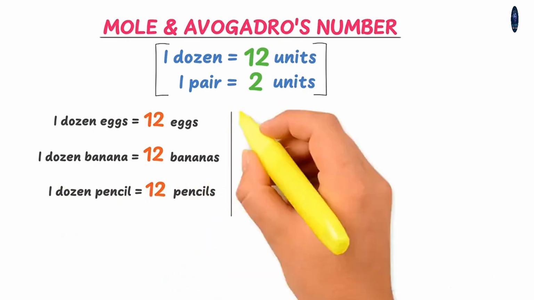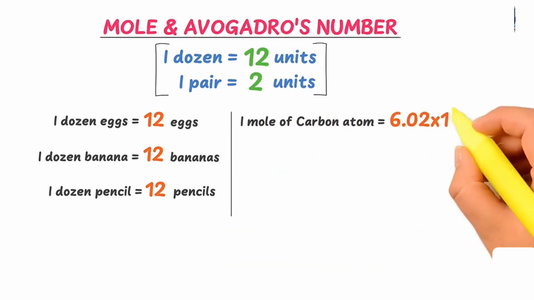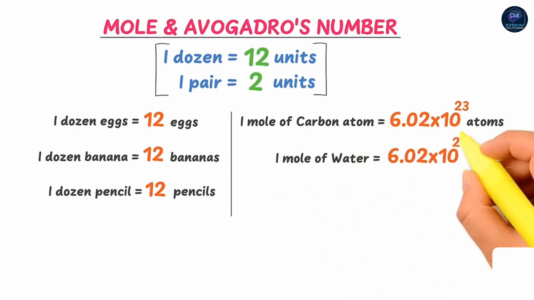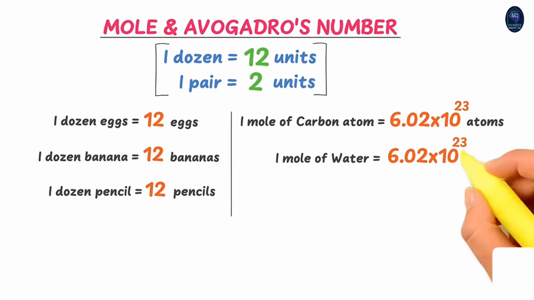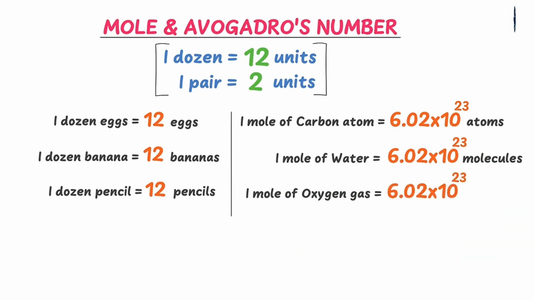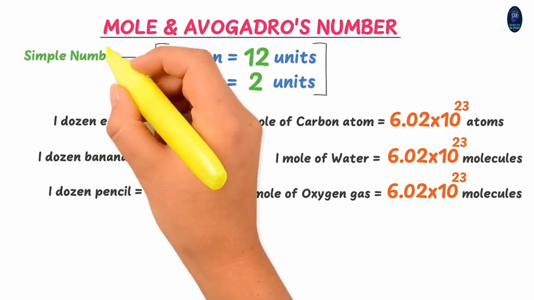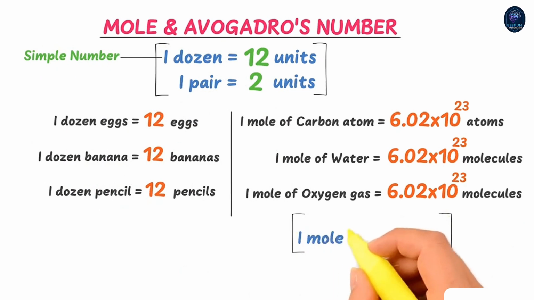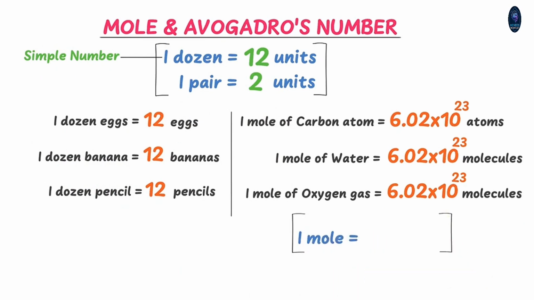Similarly, in chemistry, we say that 1 mole of carbon atoms is equal to 6.02 times 10 to the 23 atoms. 1 mole of water, or H2O, is equal to 6.02 times 10 to the 23 molecules. And 1 mole of oxygen gas is equal to 6.02 times 10 to the 23 molecules. Now we know that 1 dozen is a simple number and it is equal to 12 units. Similarly, 1 mole is also a simple number and it is equal to 6.02 times 10 to the 23 units.